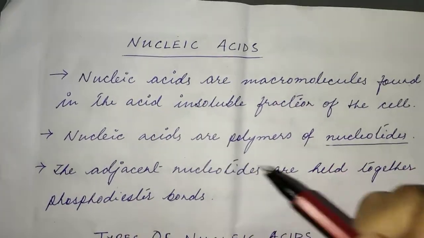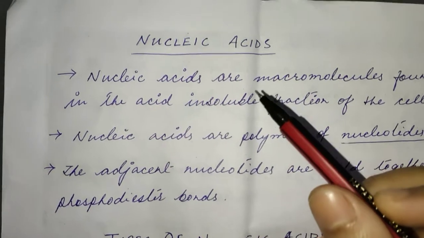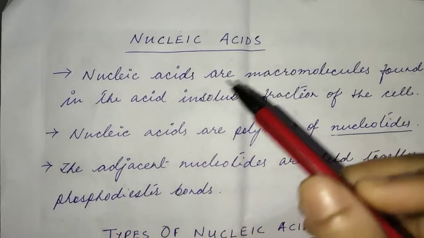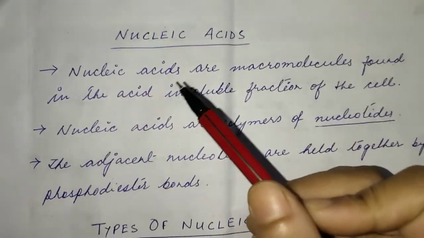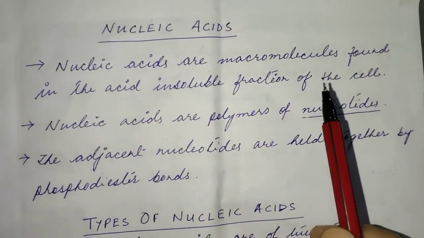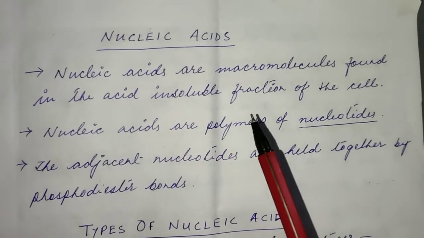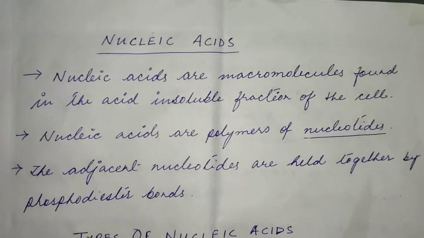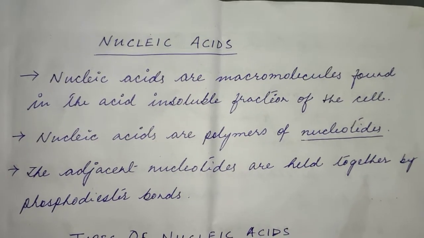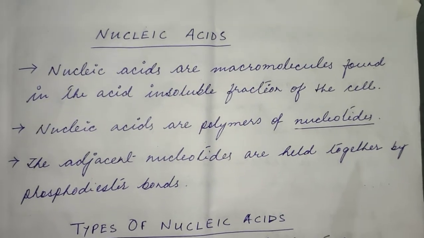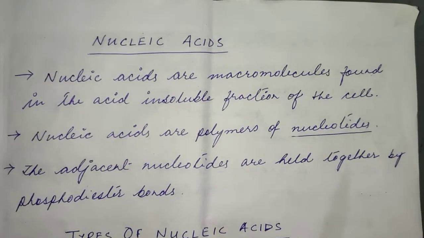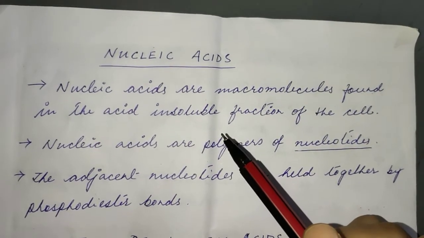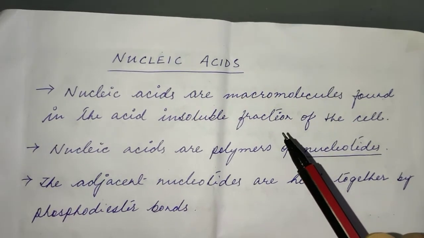Students, we are discussing the chapter Biomolecules, and today we'll discuss nucleic acids. So what are nucleic acids? Nucleic acids are macromolecules found in the acid insoluble fraction of the cell. These are organic compounds, as these are found in living bodies. These are again macromolecules, and these are found in the acid insoluble fraction of the cell.